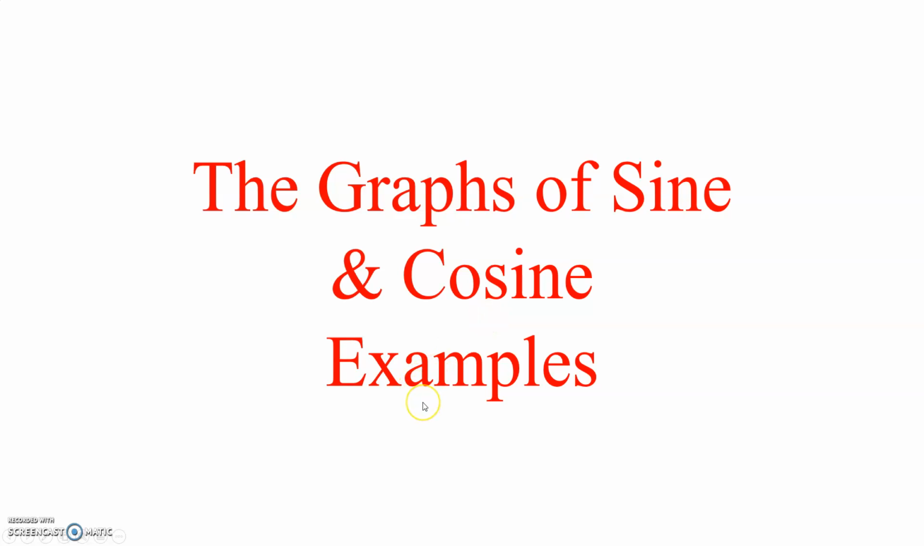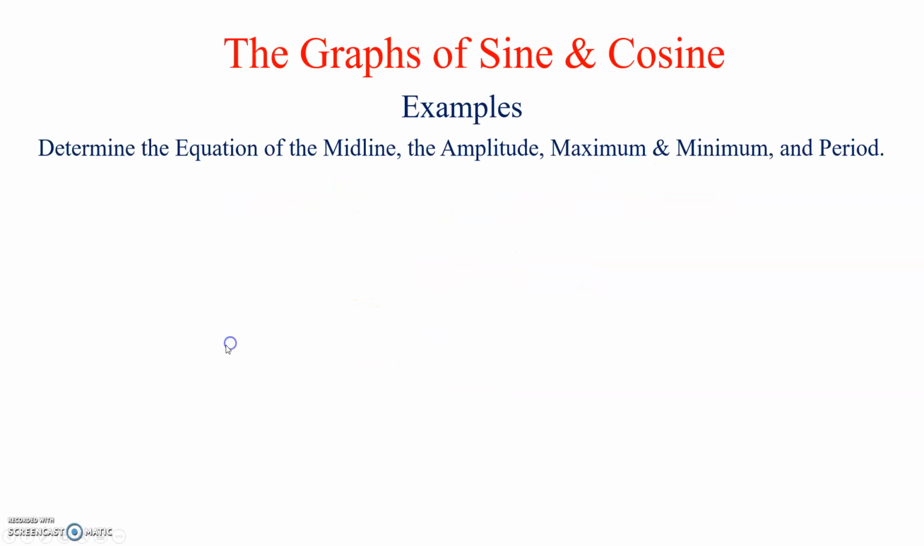Okay, in this video, we'll be looking at some examples from the graphs of sine and cosine. It says, determine the equation of the midline, the amplitude, maximum and minimum, and period. So the first equation, y equals 3 sine (2x minus pi over 4) plus 6. So it is in the general form, y equals a sine (bx minus c) plus d.